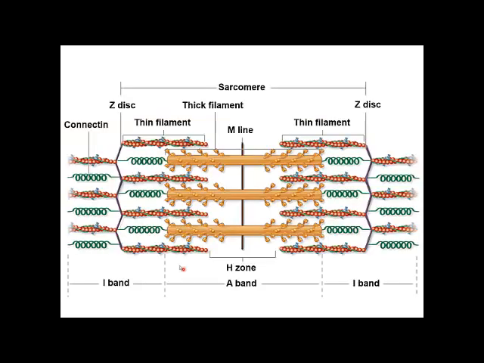Next, let's quickly review the actual contraction machinery itself. We're going to be talking about our filament structure and the sliding filament mechanism. The two filaments we're going to talk about are our thicker filaments and our thinner filaments. The thicker filaments are made of this protein myosin, and these guys have two parts. They have a myosin tail and the actual contraction machinery itself, the myosin heads.